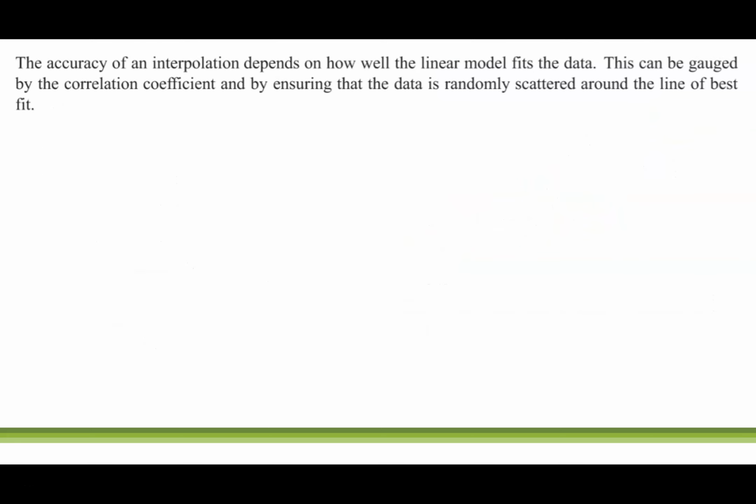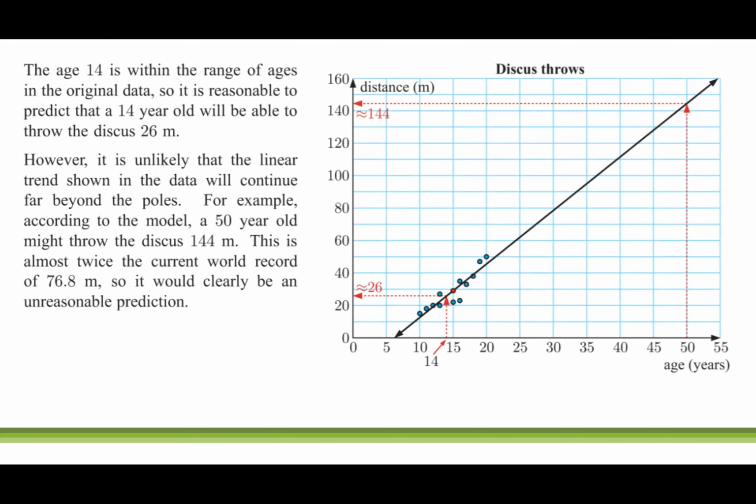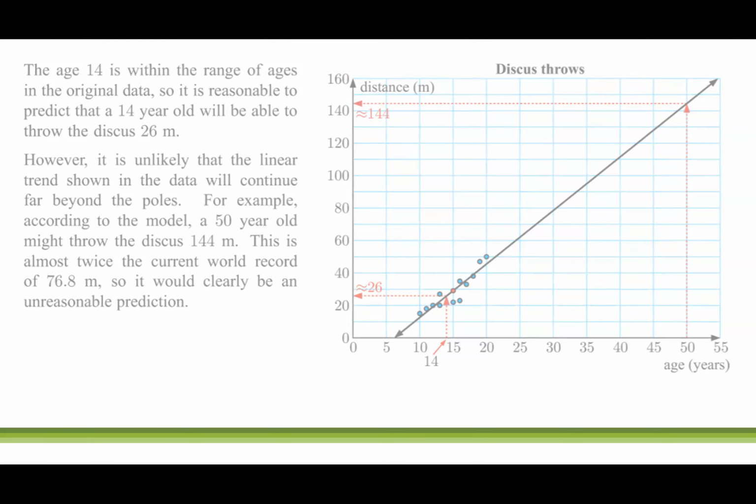So, can you read that? Accuracy of the extrapolation depends not only on how well the data fits the model, but also on the assumption that the trend will continue. Oftentimes, it's not reasonable to assume that a trend will continue, but in some cases it is, and that's a defense that you would have to make if you're going to do that. Here's again the discus throw. They're estimating that a person who's 50 years old, based on that line of best fit, would throw it over 140 meters, and I think that's highly unlikely.